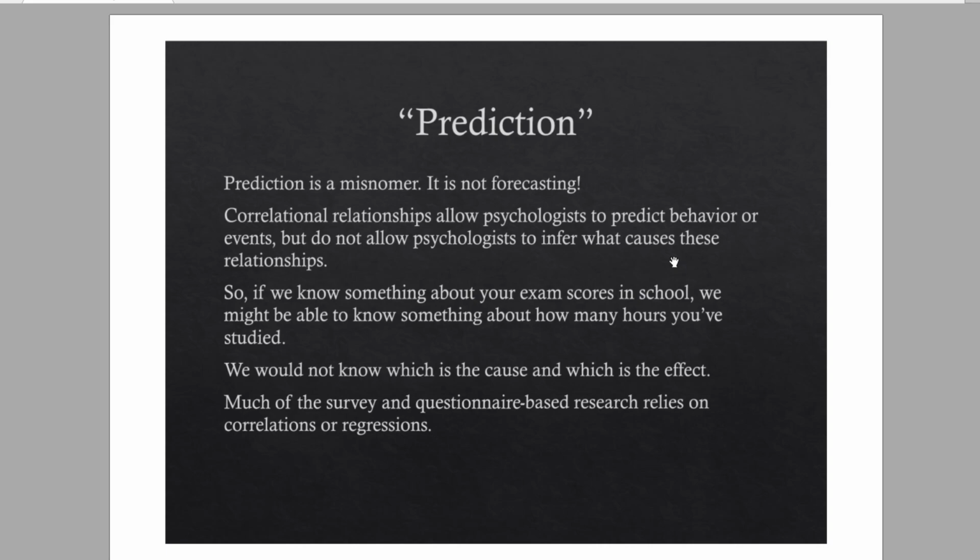So if we know your exam scores in school, we might be able to know something about how many hours you've studied. But we wouldn't really know which one is the cause and which is the effect. It might be that if you find maths really easy, then you've studied harder for it because you find it more exciting and rewarding. It's more interesting, and you feel less hopeless doing it. You can tell we're nerds. Exam scores go up, or it's the level of studying that directly, we don't know.